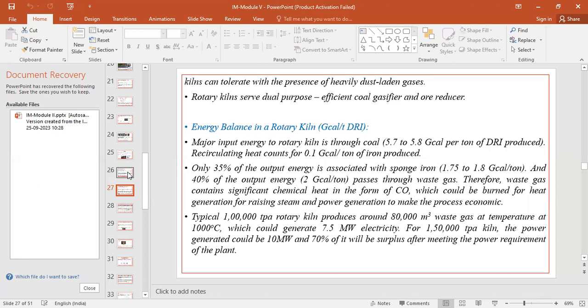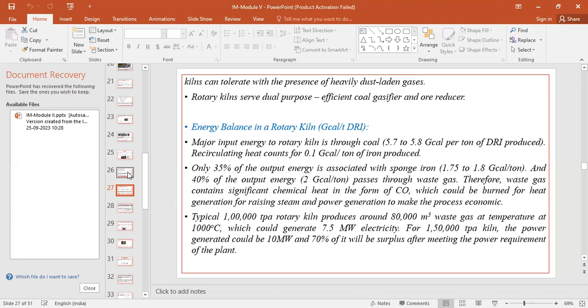If you see the energy balance in the rotary kilns, the major input energy to rotary kilns is through the coal, and recirculating heat accounts for around 0.1 gigacalories per ton of iron produced. Only 35% of the output energy is associated with sponge iron, and around 40% of the output energy passes through the waste gas. Therefore, waste gas contains a significant amount of chemical heat in the form of CO, which could be burned for heat generation, for raising steam and power generation.